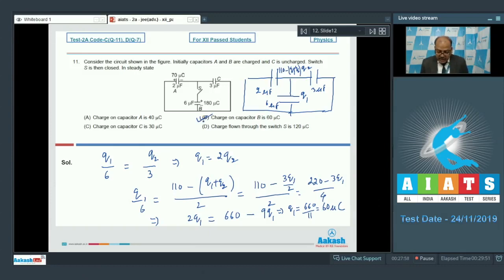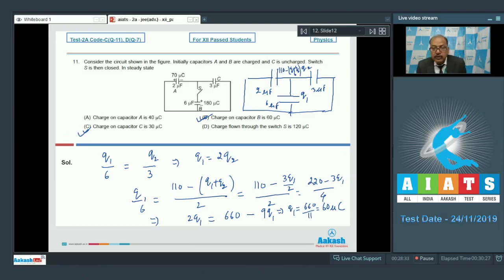Let's look at what is the charge on C. Charge on C is Q2, which is Q1 by 2. So that means charge on C is 60 by 2 or 30 microcoulomb. So option C is also correct. And what about the charge on capacitor A now? The charge on capacitor A will be 110 minus 90. So that means charge on capacitor A will now be 20 microcoulomb. So option A is incorrect.